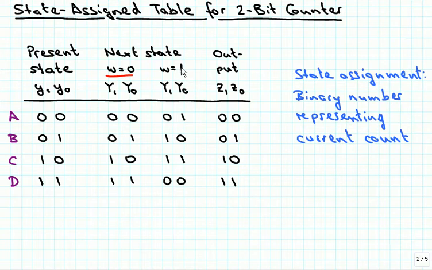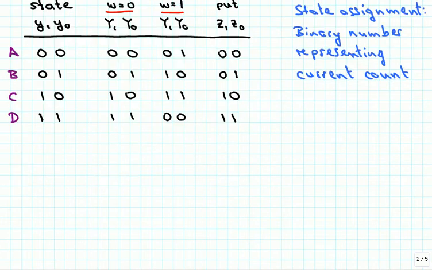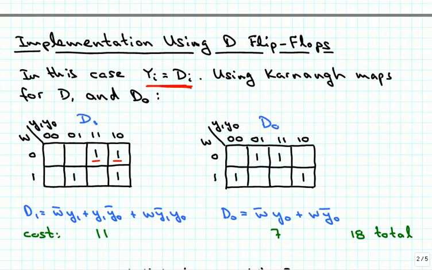So when W is equal to 1, then for D1, we're going to produce a 1 when we have 0, 1, and W1. So that means 0, 1, 1 in the Karnaugh map, or 1, 0, 1. So those are the two cases where we have a 1 there. So here is 0, 1, 1, and here is 1, 0, 1.